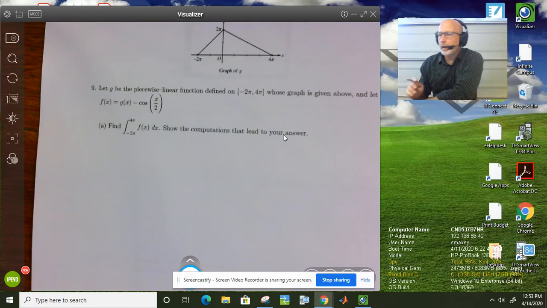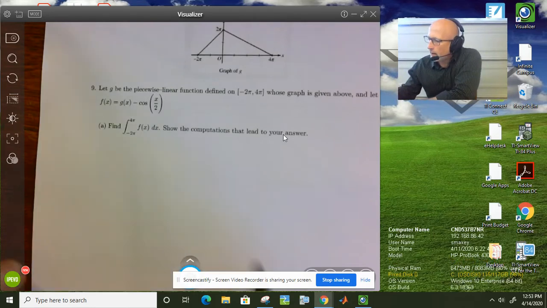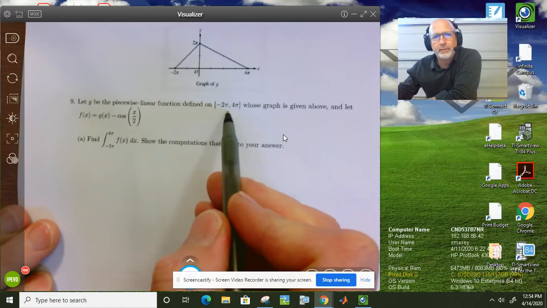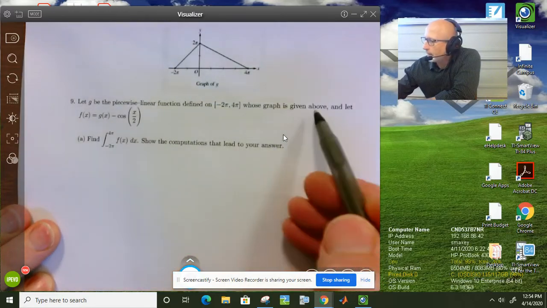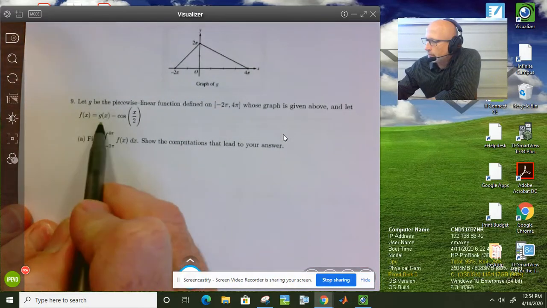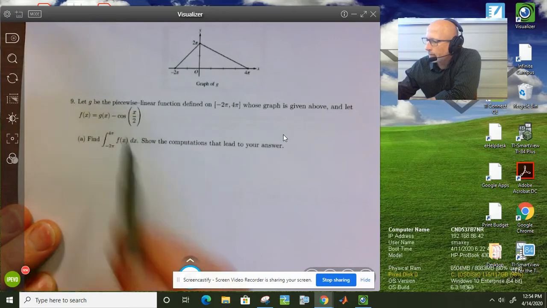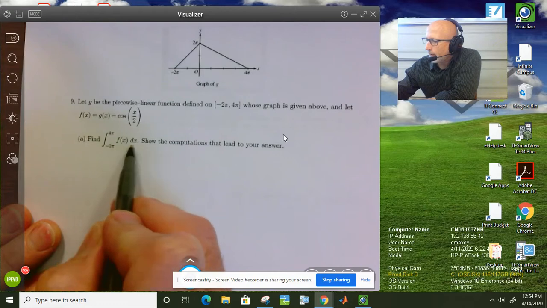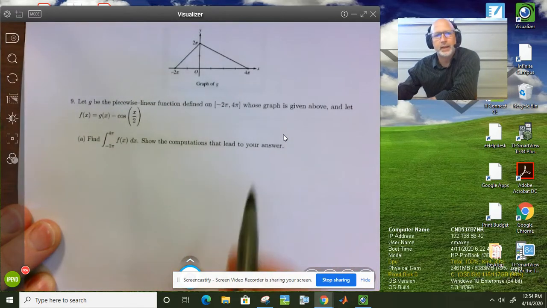Okay, so what we have here is: let g be a piecewise linear function defined from -2 pi to 4 pi, whose graph is given above. Let f of x be equal to g of x minus cosine of x over 2. Find the integral from -2 pi to 4 pi of f of x dx. Show the computation that leads to the answer.